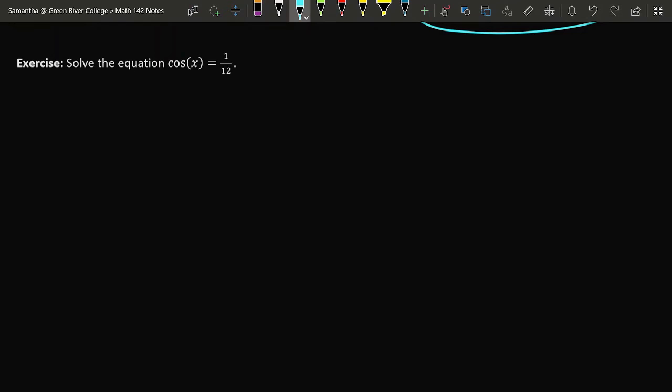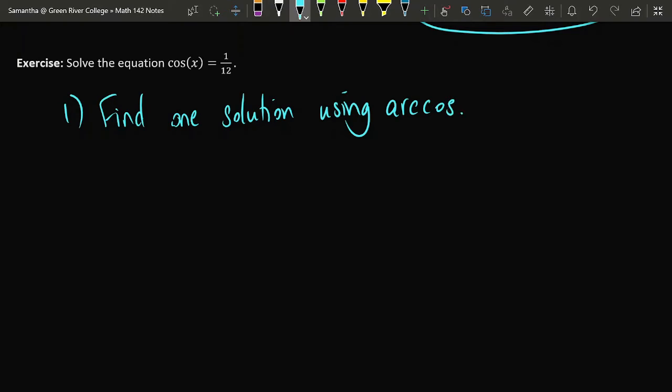Let's try the same exercise, except with cosine instead of sine, and let's see how our answer ends up being different. Solve the equation cosine of x equals 1/12. This trig function is already isolated, so I don't need to worry about that. So the first thing that I'm going to do is find one solution to this equation using arccos. And I'm going to use arccosine to tell me one angle at which cosine outputs this given value of 1/12.